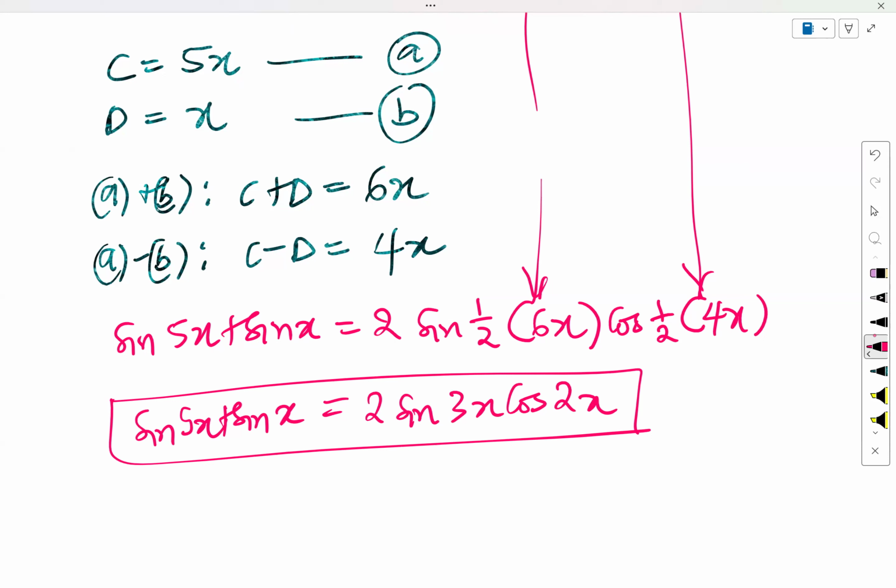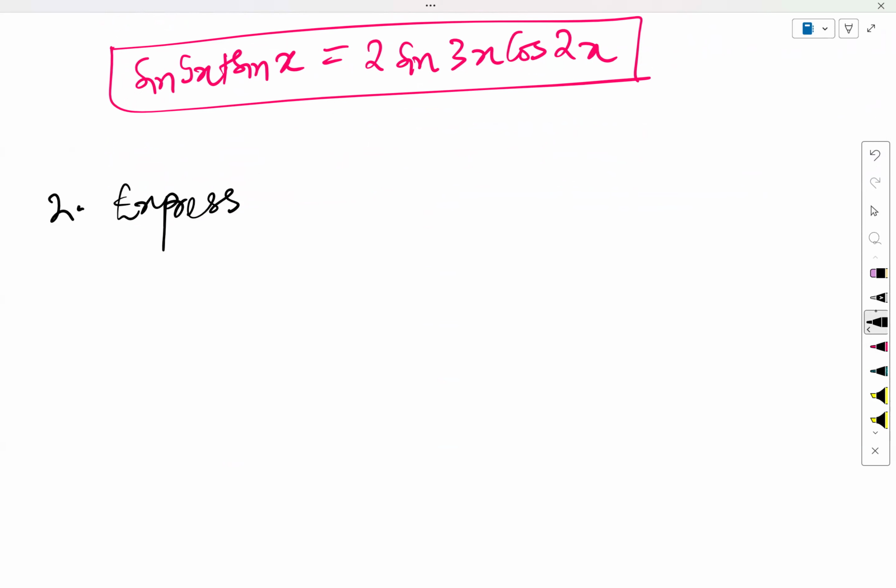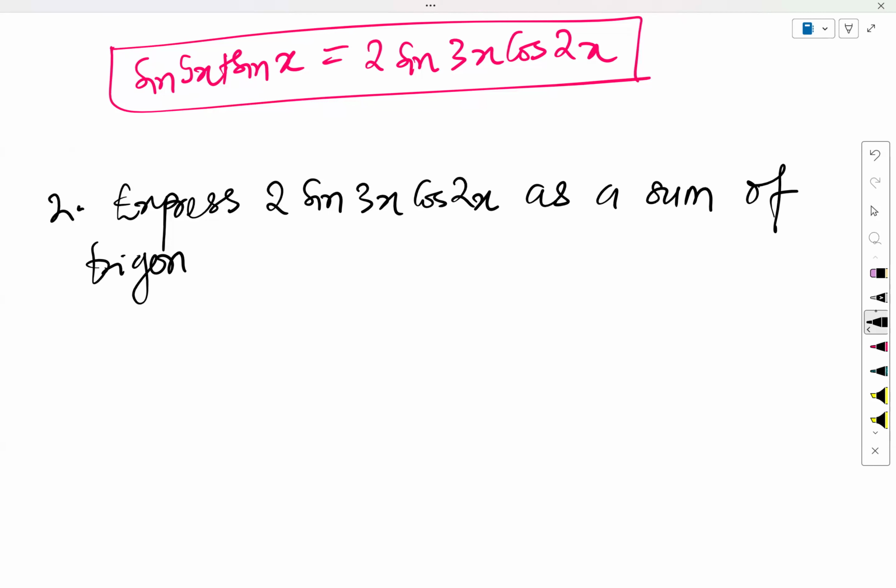Okay, let's take example 2. The question here is to express... Now, what we just did, let's just reverse it. That's simply what we have to do. So express 2 sine 3x cos 2x as a sum of trigonometric ratios. So that is us reversing what we just did.